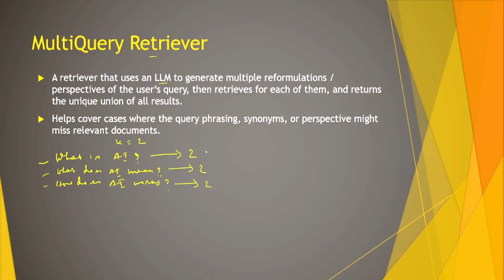And once they retrieve those 2 documents for each query, they combine these 6 documents. Then they remove all the duplicate values. As these questions are almost the same, in the same category, it might retrieve the same documents, right? That is why, when we get the 6 documents, it will remove all the duplicate values and finally give the output, the remaining documents. It might be 2 or fewer.